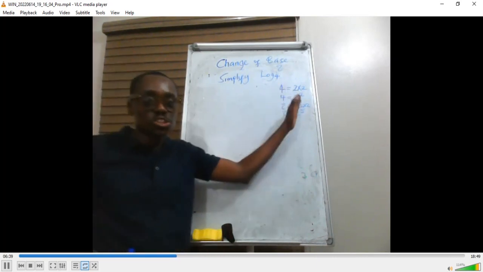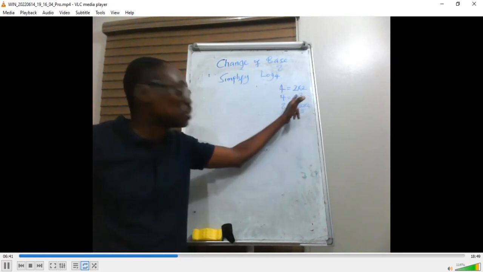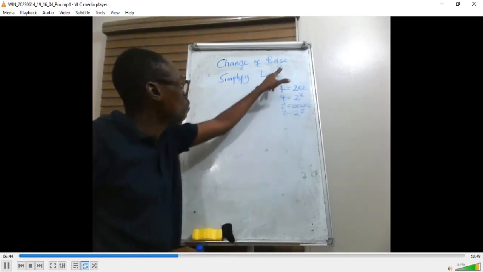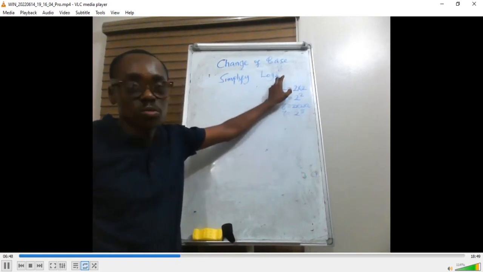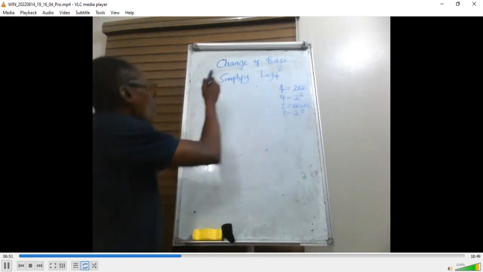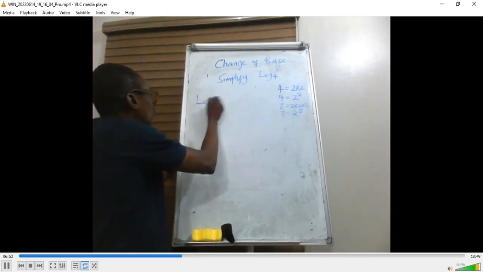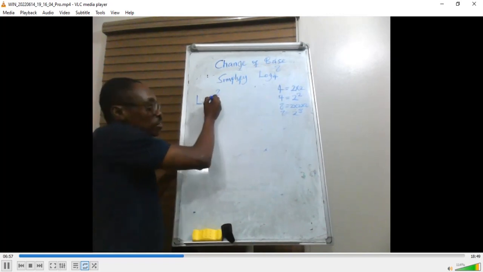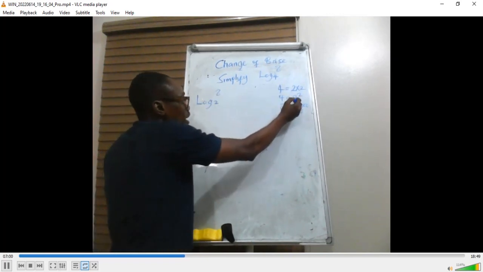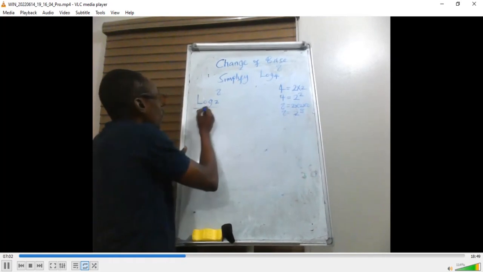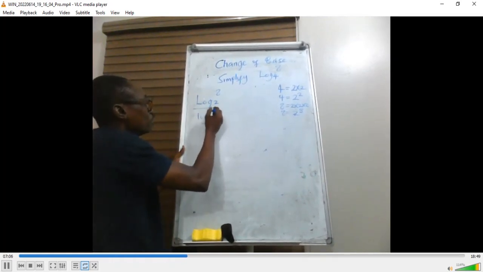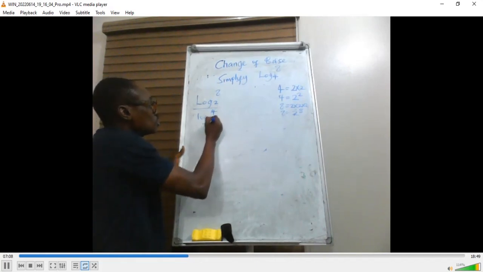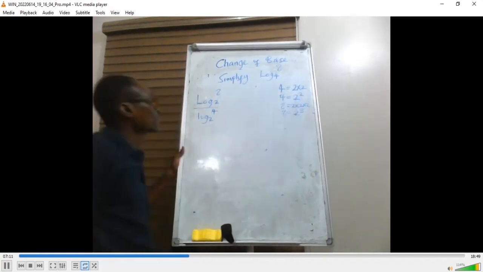So we can introduce change of base. The new base we're introducing is a base that is common to both 8 and 4, which is 2. Base 2 is common to 8, base 2 is common to 4. So that will be our new base. So this can be written as log 8 to base 2, which is our new base, over log 4 still to base 2.